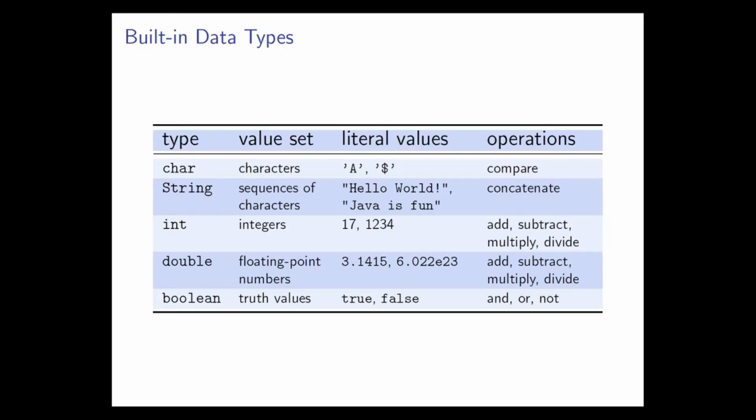So Java has a bunch of built-in data types: characters, strings, integers, doubles and booleans. And if you say, hang on, one of those is not like the other, String has a capital S, well done, you're absolutely right. You will learn more about that shortly. Let's look briefly at what each of these types is and what you can do with them.